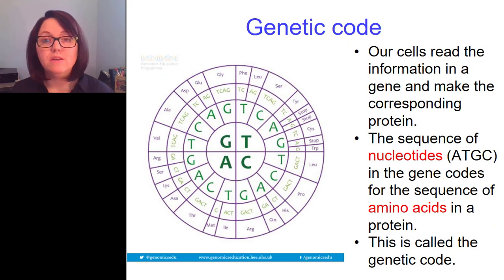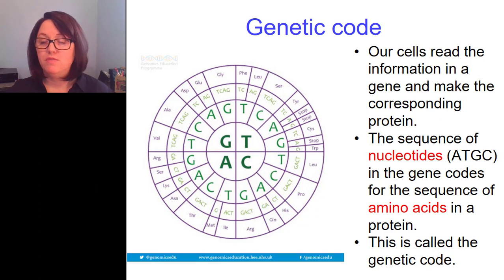So our cells read the information in the gene and then make the corresponding protein. And it's the sequence of the nucleotides in the gene's code that tells us the sequence of the amino acids in the protein. This is actually called the genetic code. You might have heard this before, and that's what this picture is showing you. This is a universal genetic code. This applies to almost every living organism on Earth. There's a few exceptions where the gene code is slightly tweaked, but for the most part, every living thing on Earth uses the same universal genetic code.